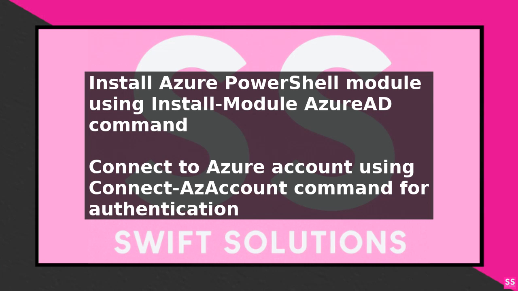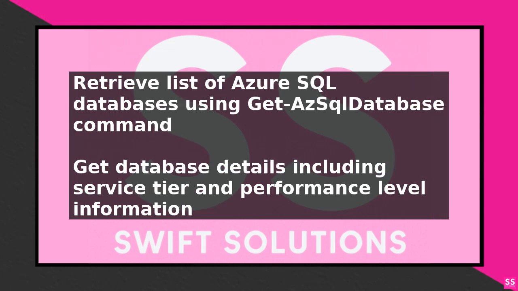After you are connected to your Azure account, you can start by retrieving a list of all the Azure SQL databases in your subscription. You can do this by running the Get-AzSqlDatabase command. This command will return a list of all the databases in your subscription along with their current service tier and performance level. To scale out an Azure SQL database, you can use the Set-AzSqlDatabase command.